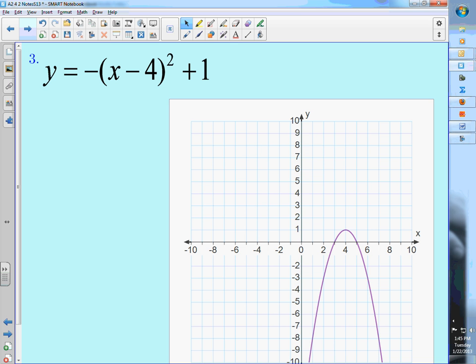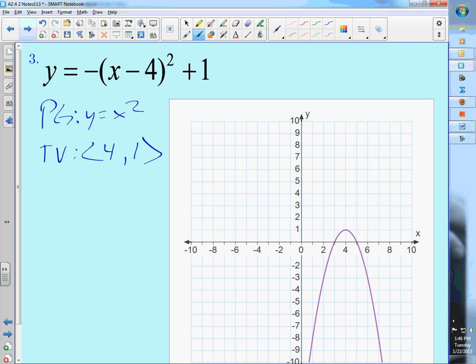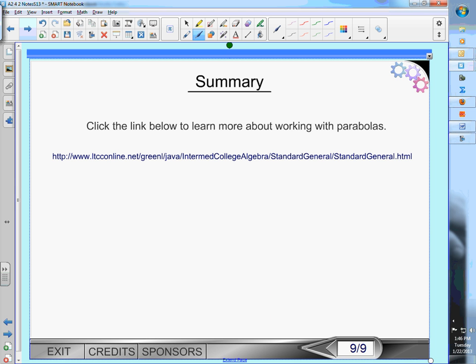And I still am not 100% sure that everyone's got this. I still think people are looking at this and they're not 100% clear on how to get this picture from that equation. Even from the list, parent graph, y equals x squared, translation vector of 4, 1, and the vertical stretch is -1. I'm still not sure everybody's got this down. Right? And if you're one of the people that are struggling with this, please come in and get yourself dialed up on that.